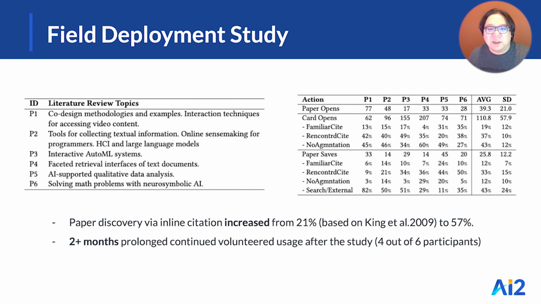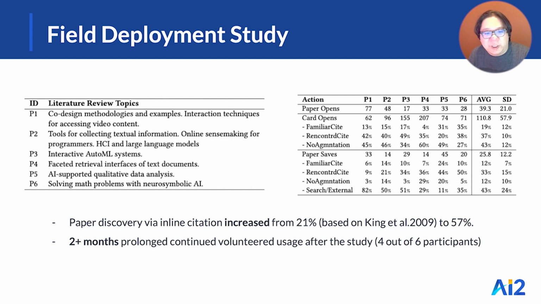Based on the logs, participants were actively using CiteSee for a wide variety of literature review topics. We also found evidence that they frequently saved highlighted inline citations to their paper libraries, more frequently than previously reported on average. After the study had concluded, we also found that 4 out of the 6 participants continued to use CiteSee voluntarily for more than 2 months. This indicates real-world benefit of CiteSee.